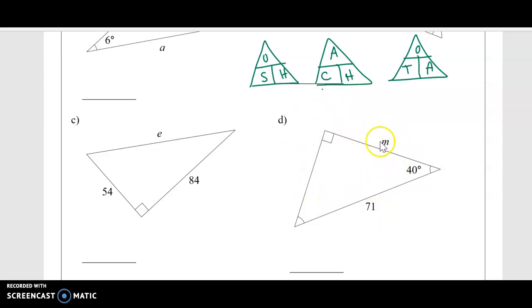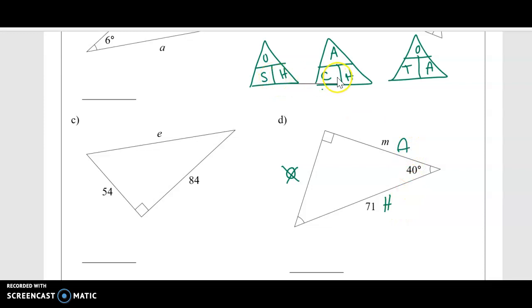I'm trying to find the missing side. Step number 1 is label up the sides. So we've got the hypotenuse, opposite the right angle, we've got the opposite, which is opposite the degrees, and then we've got the adjacent. Step number 2, cross out the letter that has no number or doesn't need to be found. So this one here, no number and it doesn't need to be found.